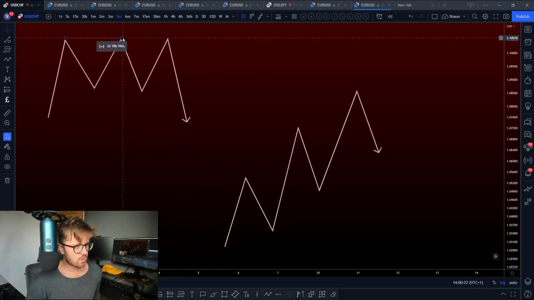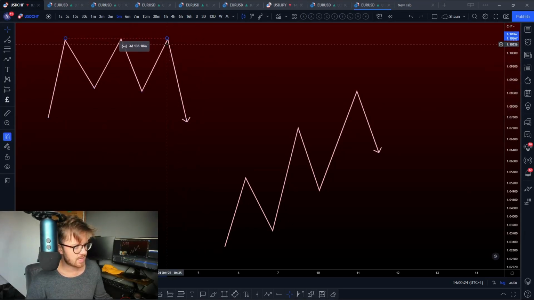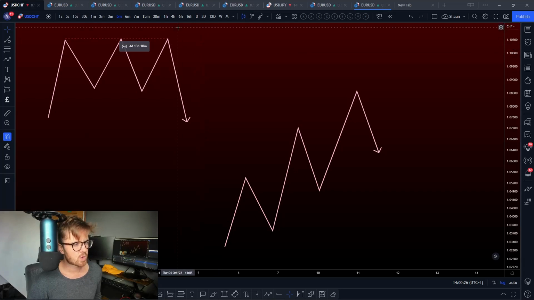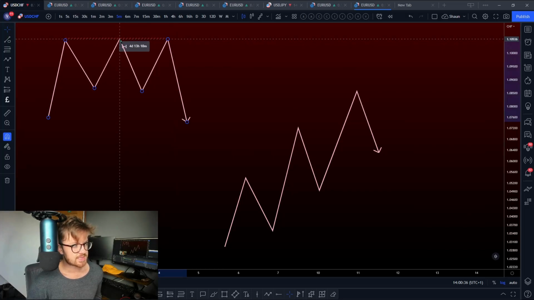And obviously, the more points structure taps that we get, the more liquidity builds up, the more the market is likely to sweep that. They do say that support and resistance does get stronger with each tap, but when you understand liquidity, you'll know that there's more liquidity building up. It actually gets weaker over time.